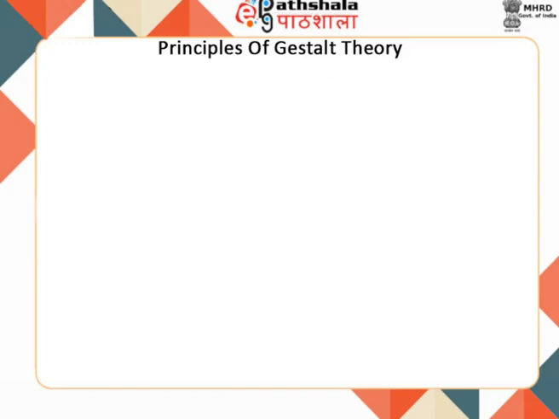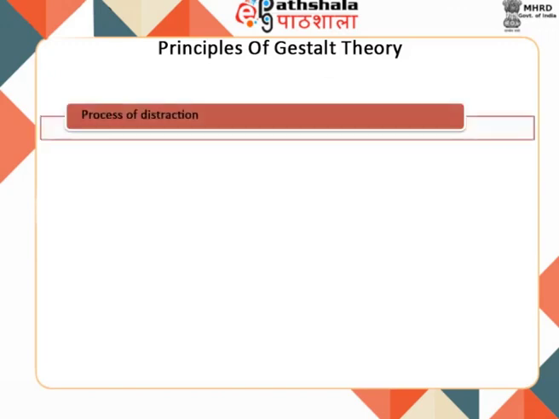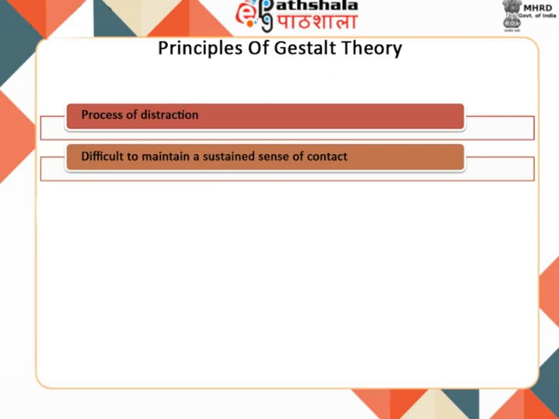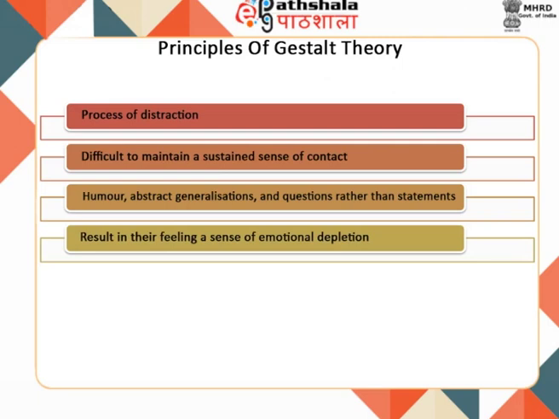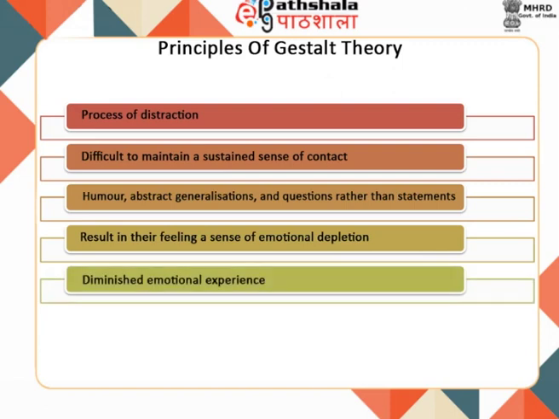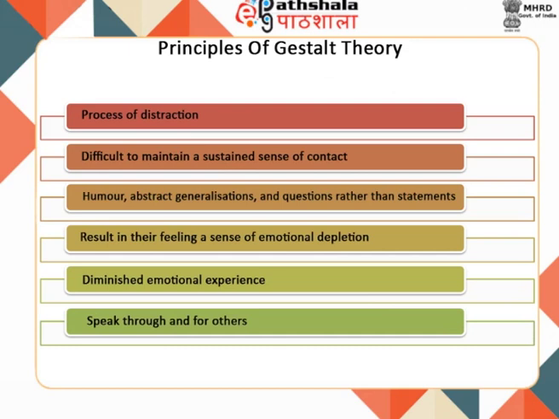Deflection is the process of distraction so that it is difficult to maintain a sustained sense of contact. People who deflect attempt to diffuse contact through the overuse of humor, abstract generalizations, and questions rather than statements. They engage their environment on an inconsistent basis, which results in their feeling a sense of emotional depletion. Deflection involves a diminished emotional experience. People who deflect speak through and for others.